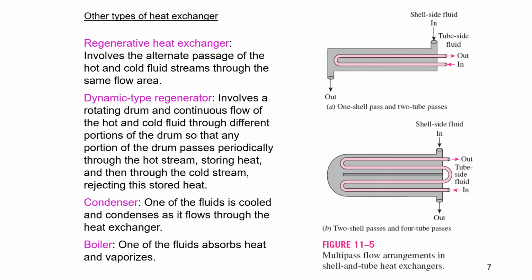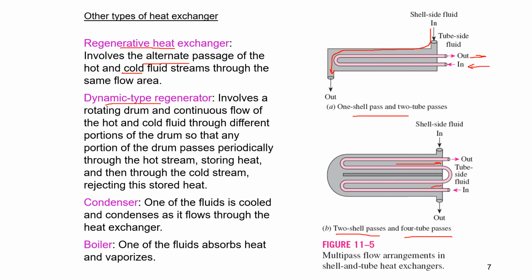Other types of heat exchanger is the regenerative heat exchanger. This one involves alternate passage of the hot and cold fluid streams through, for example like this, shell in and then go out. The hot liquid also comes in, they have heat in and out. This is one shell, one tube, but if you have several tubes inside, or the tube is making a U shape several times, we call it two shell passes and four tube passes. Okay.